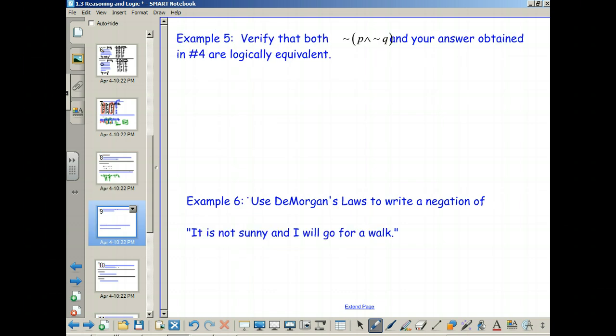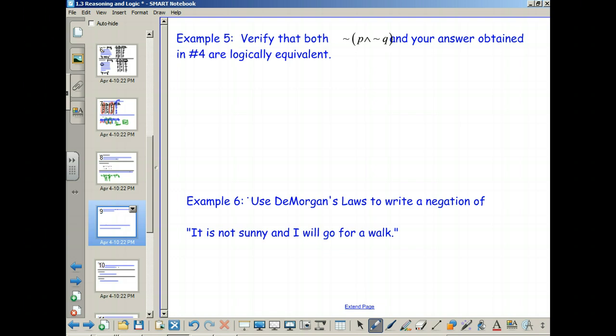Which is exactly what we're going to do. That's exciting. We're going to create a truth table. We're going to create a truth table both for tilde P and tilde Q, and we're going to create a truth table for the answer that we got from the previous slide. Okay? So you probably want to use the space that you've got there and then the space over the side for the two separate truth tables, right?